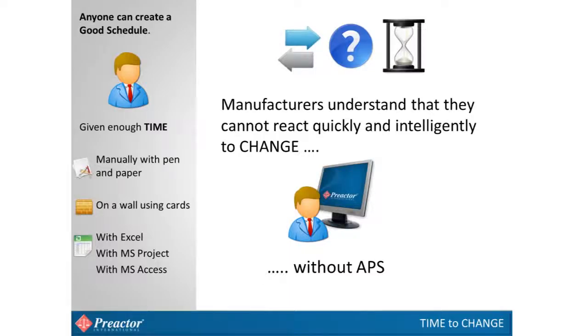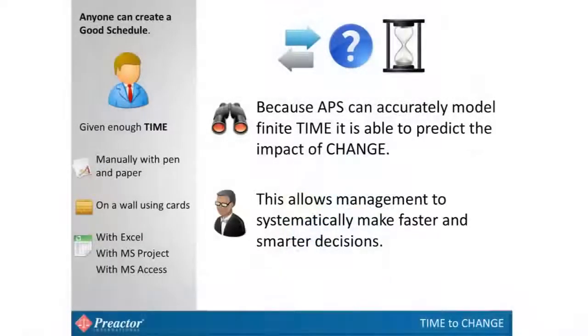Manufacturing companies are increasingly realizing that to become more agile and deal quickly and intelligently with change, they must use an advanced planning and scheduling tool. It enables the planner to see the impact of change across the order book and try different ways of dealing with the problems that may arise out of the change. This is because true APS solutions accurately model time and the process, and so can predict the real impact of change. This allows planners to systematically make faster and smarter decisions.